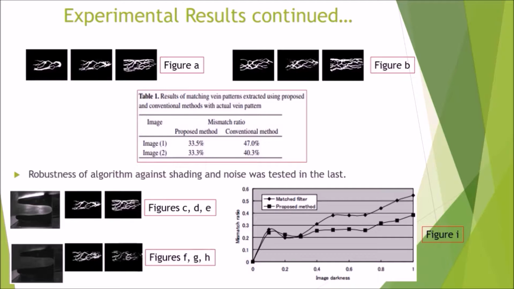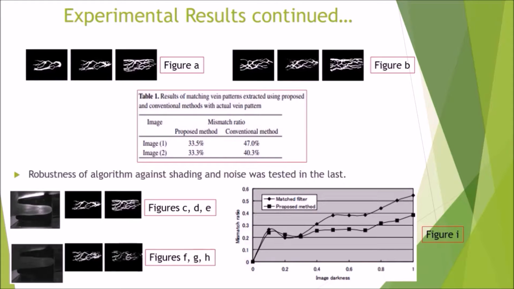We examined the proposed method's robustness against irregular shading by using images acquired at different infrared LED light intensities and investigating the quality of patterns extracted from them. Figure C shows the brightest image. Figures D and E show the results of extraction from this image using the proposed and conventional methods respectively. Figure F shows the corresponding results for the darkest image.